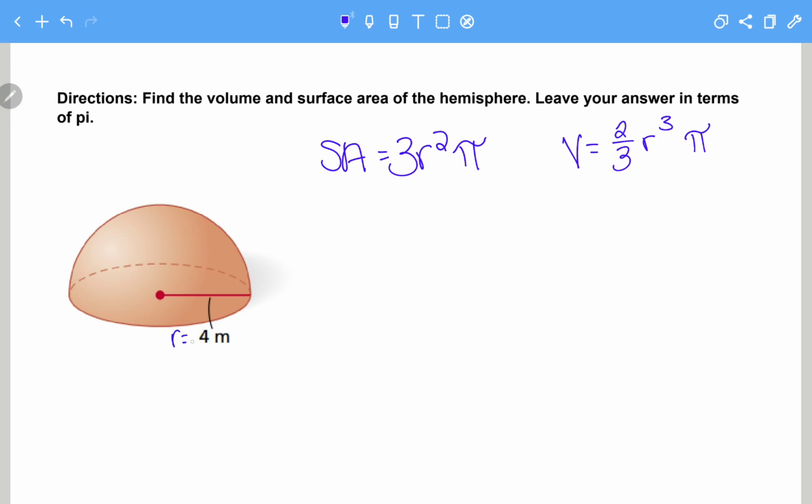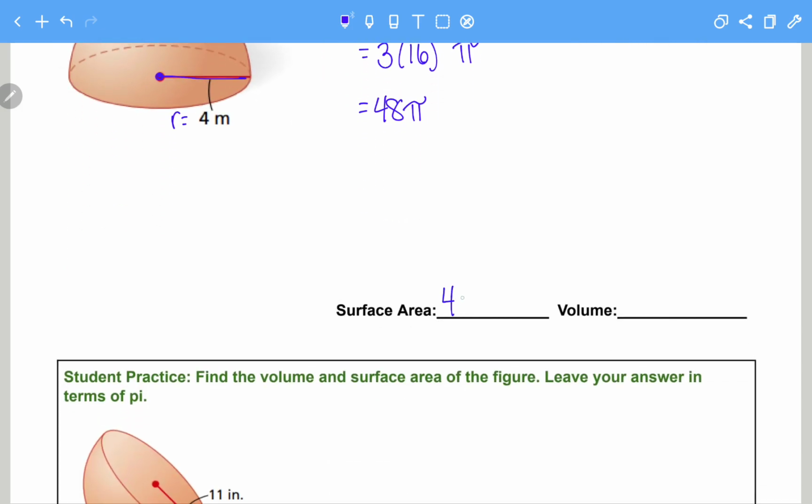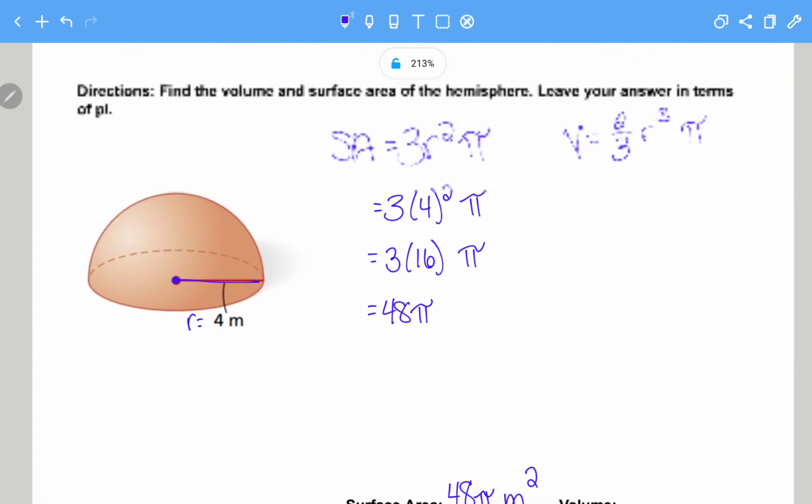Okay, and then it works very similar to our previous problems. Our radius is given to us. Center to the outside is 4. Okay, 3 times r squared pi. Let's do that 4 squared. That'll give us 3 times 16 pi. And I definitely need a calculator for that one. That'll give us 48 pi. Okay, so as I write that, it's surface area. So my unit is meters, and we're going to square it because of the area.